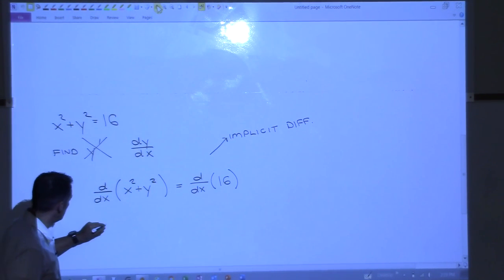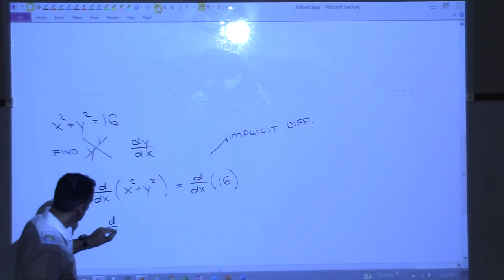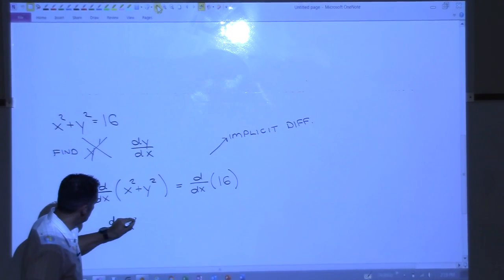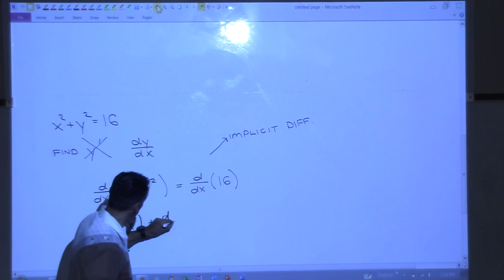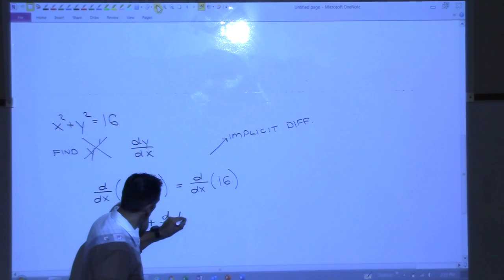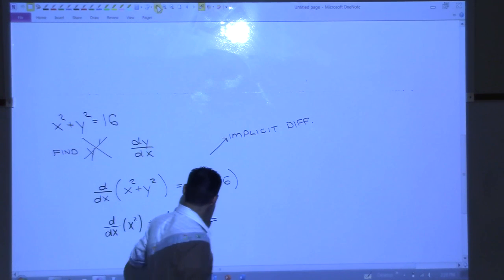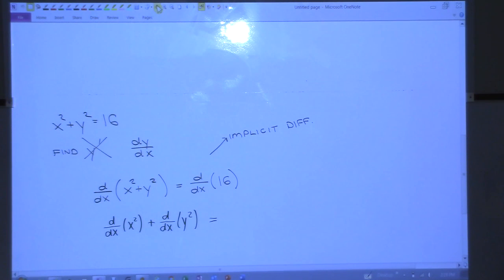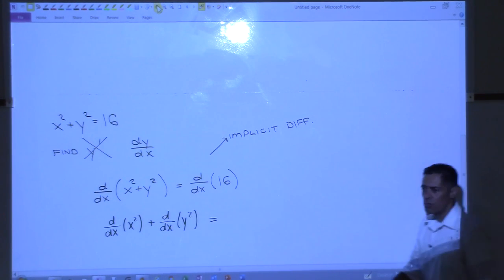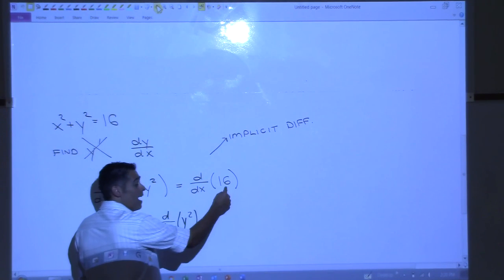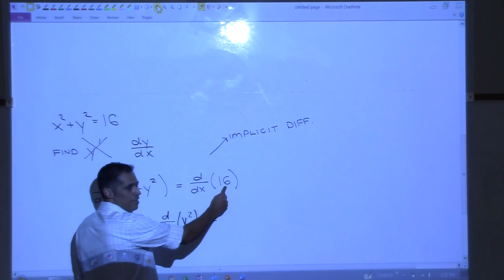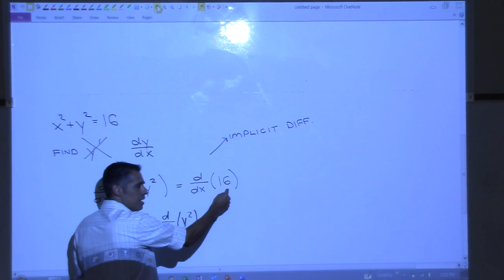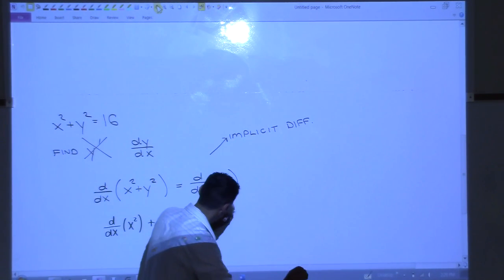So this really breaks down to be the derivative with respect to x of x squared plus the derivative with respect to x of y squared equals, now on the right side I'm taking the derivative of a constant, right? And that will never change your whole life. The derivative of a constant will always be 0, doesn't matter what you're treating as a variable. If you're asking what's the rate that the constant changes with respect to something, it's always 0 because that never changes. So that rate of change is 0, always, always.